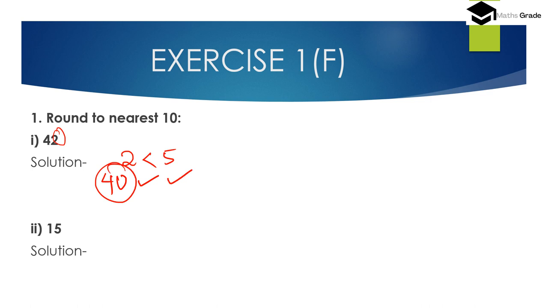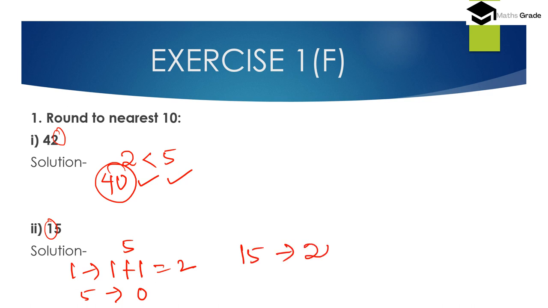Now second bit 15. Here unit place digit is 5 and 5 is equal to 5. So we have to add 1 to the tens place digit. Here tens place digit is 1. So tens place digit 1 changes to 1 plus 1, that is 2. And this unit place digit 5 changes to 0. So 15 rounded to the nearest 10 is 20. This 2 and 0, that is 20. So 42 rounded to the nearest 10 is 40, and 15 rounded to the nearest 10 is 20.